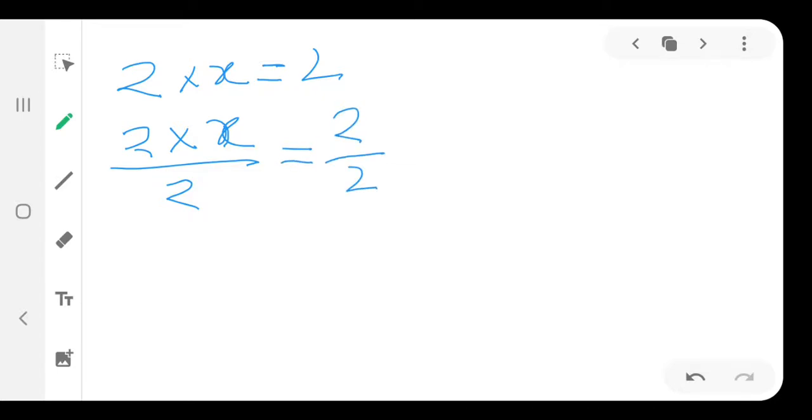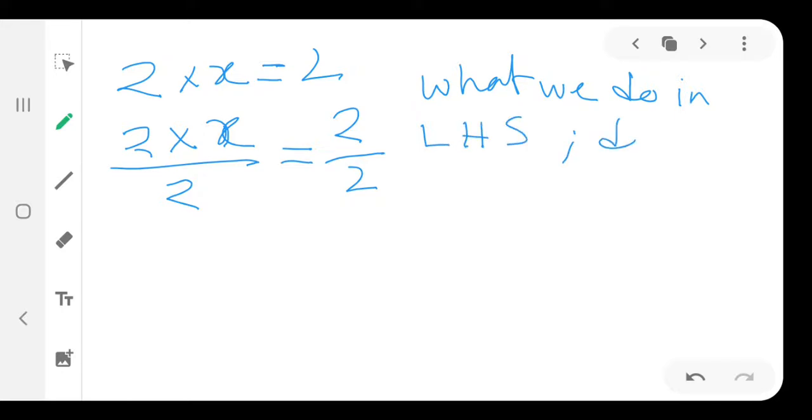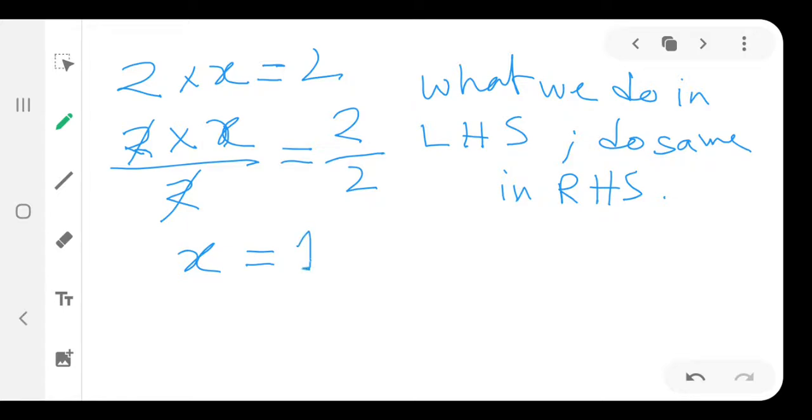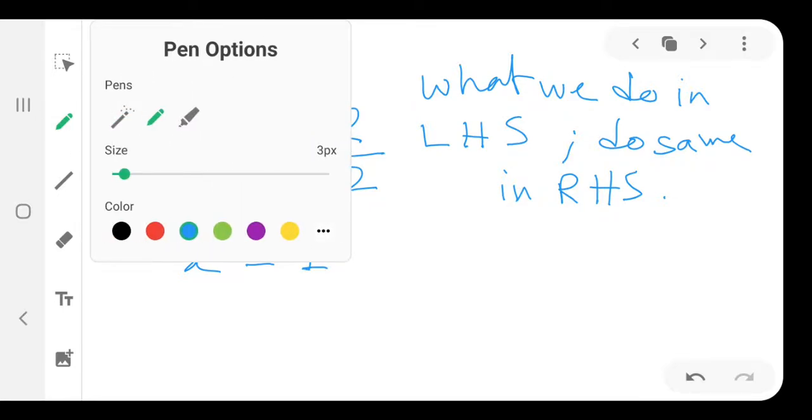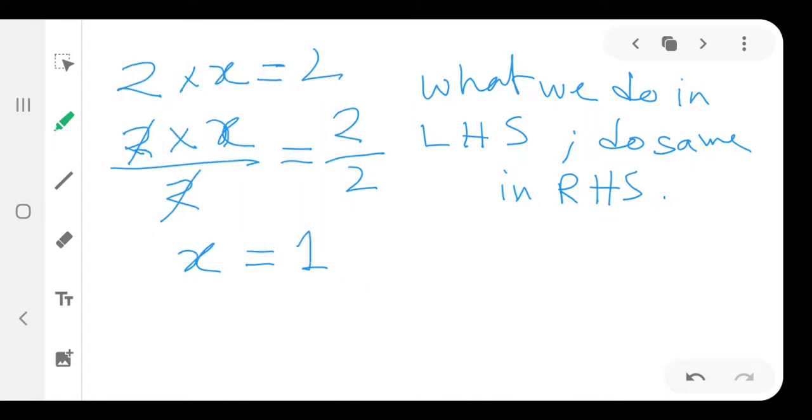Both sides, I told you, whatever you do on the left hand side, you have to do the same on the right hand side. So see, one very interesting thing, we can cut this 2 and this 2. x is alone, this 2 and 2 gone, so ultimately we got 1, and tada, we got x alone, right? And x is now telling how much he was.